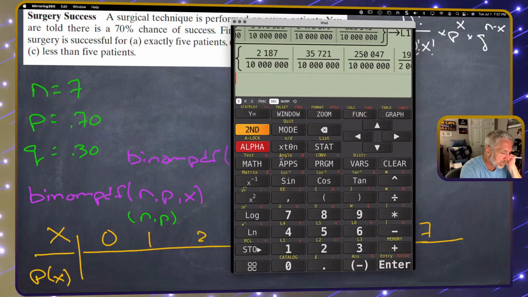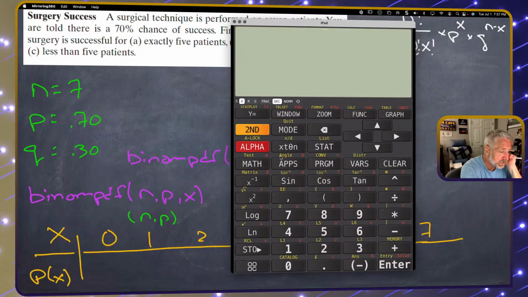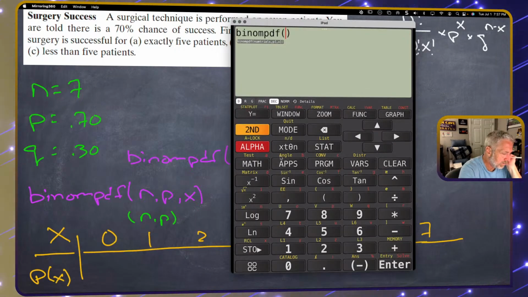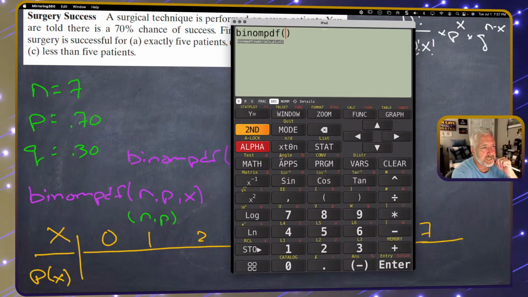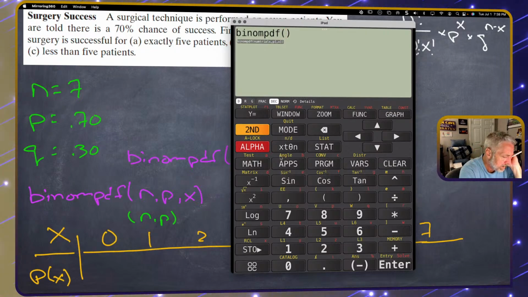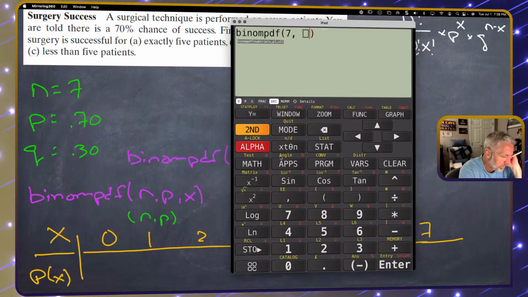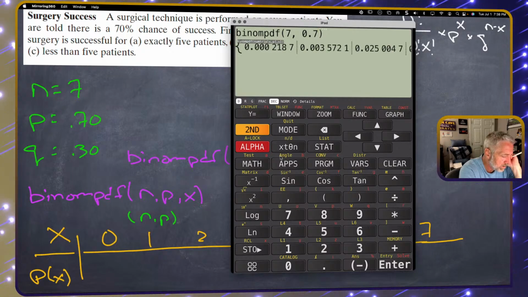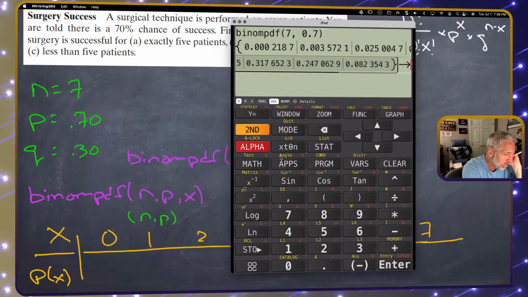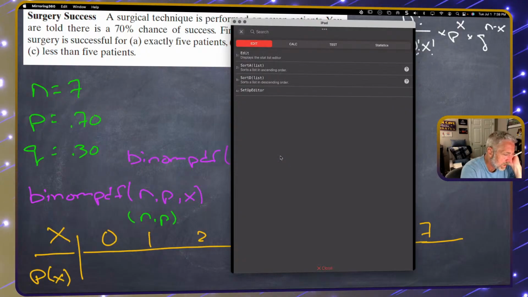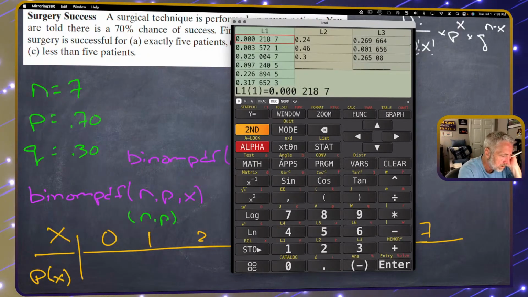Second quit. Let me do this again. I'm kind of learning this calculator as I go. This version of the calculator. Binom PDF. Because I had it set at fractions, that's why it keeps bringing it up as fractions, which is no issue, but I want it as decimal. We've got 7, comma, 0.7. Enter. No problem. Store. Second. L1. Enter. Stat. Edit. There we go.